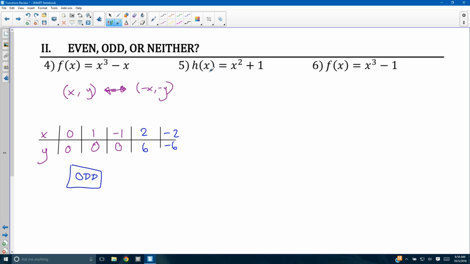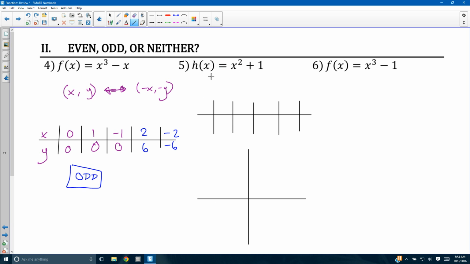Number 5 here, h of x equals x squared plus 1. It's impossible for this one to be an odd function, so this one could only possibly be an even function. And this is something that I could prove without actually doing a table, because I could graph this. I could actually graph both of these next two ones. I'll do that thereafter. But here, I shouldn't be substituting 0 necessarily.